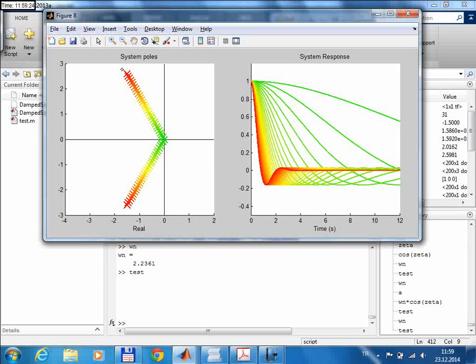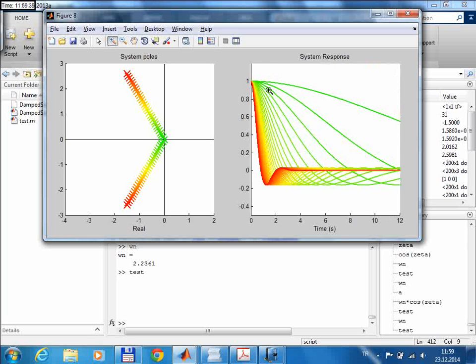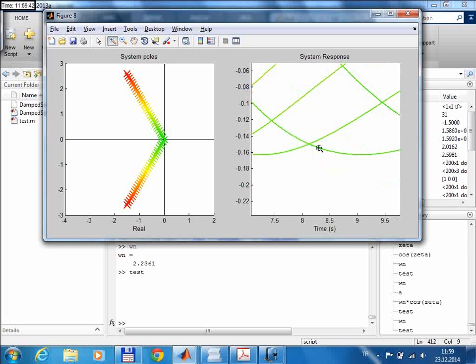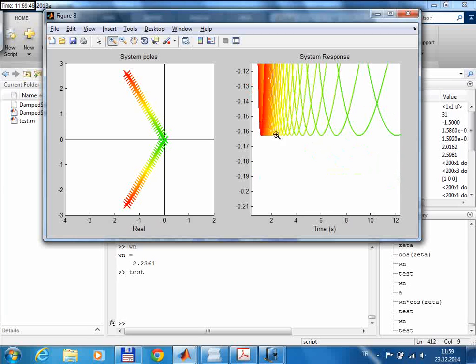So for the red one, which corresponds to that pole there, the second peak occurs at this level, minus 0.16, and all the other peaks happen at the same level. In fact, it becomes obvious when I zoom in like that. So you see that all the peaks reach the same level, but the peaks happen at different time instants.